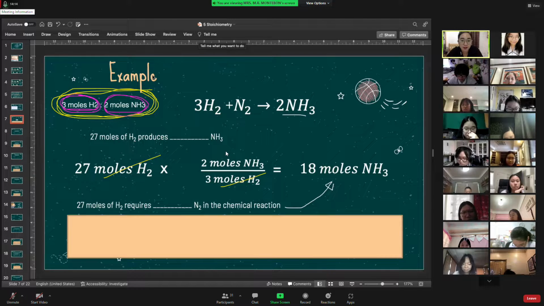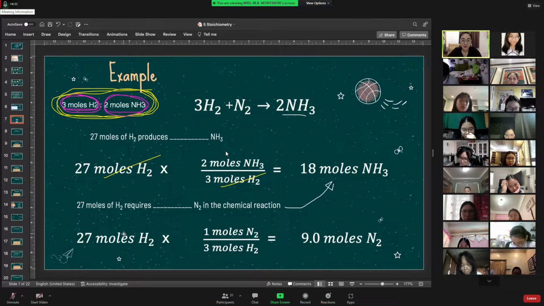So for the second scenario or the second question in here, if you have 27 moles of hydrogen, how many moles of nitrogen are needed pala to produce 18 moles of ammonia? So let's see. So 27 moles hydrogen times 1 mole of nitrogen over 3 moles of hydrogen will give you 9 moles of nitrogen. So, teacher, you're so fast.